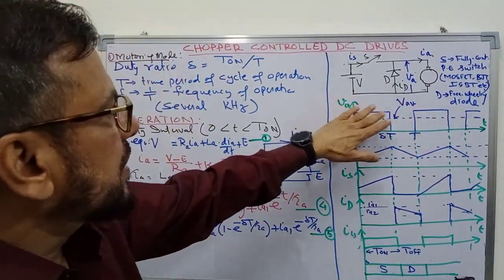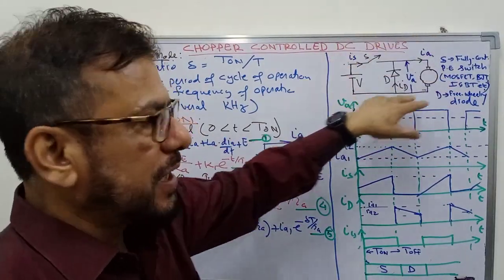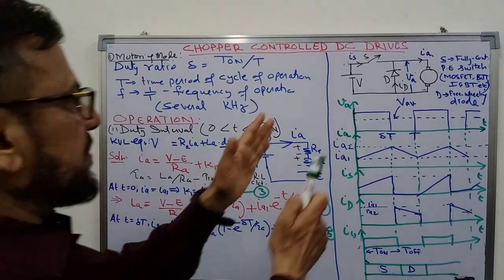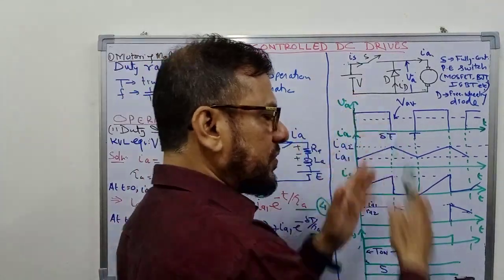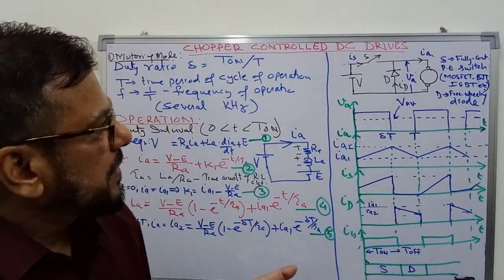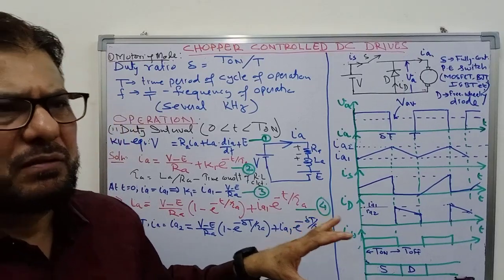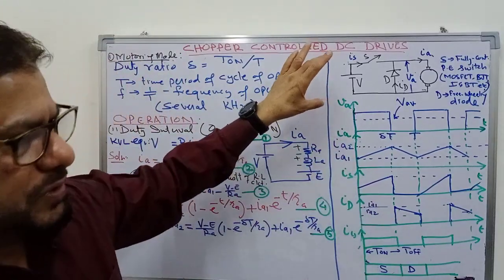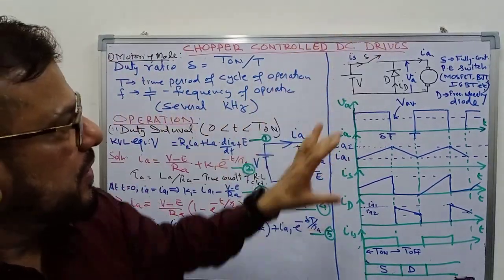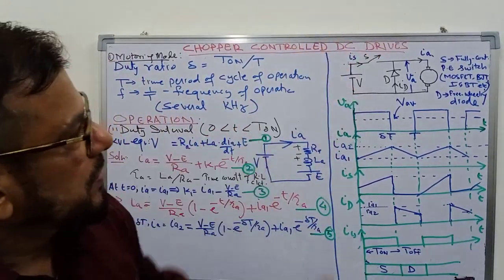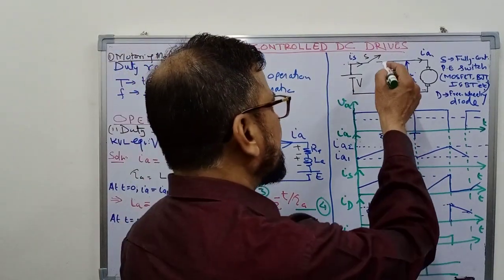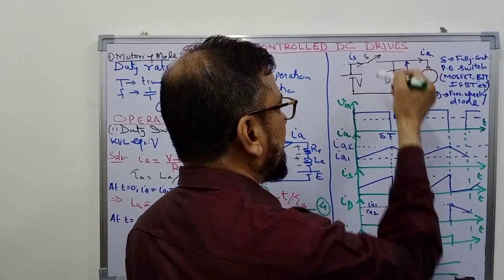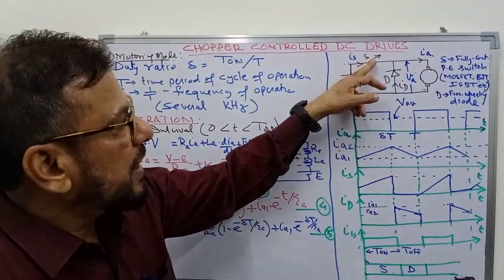So you can see here, this is a simple diagram for a chopper controlled DC drive, where this is the DC voltage source. It can be some battery or some PV panel, or it can be some voltage source coming out from some rectifier. So it is a DC voltage source, and we are using here a switch, that I have shown by the symbol S and by this arrow.